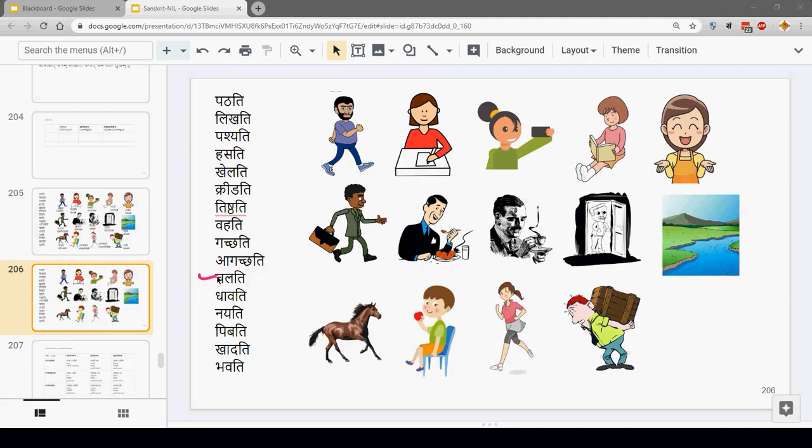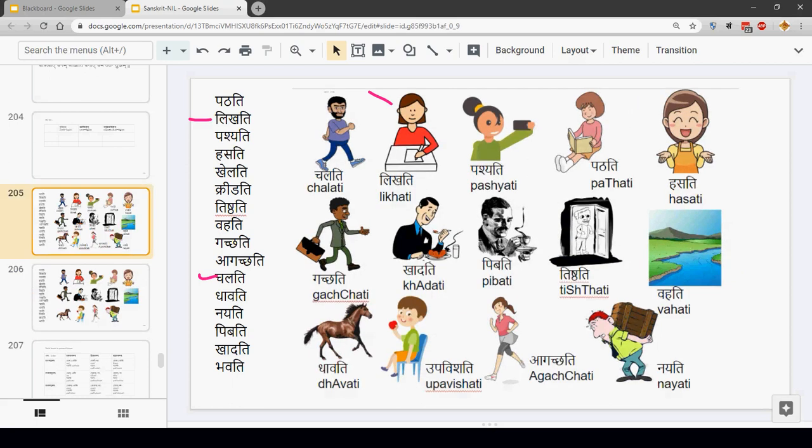Okay, next, Vivekananda. What is this girl doing? Eshaa pathati. Pathati, the top one. Or if she is writing, we have likhati. Yes, here you can see likhati.